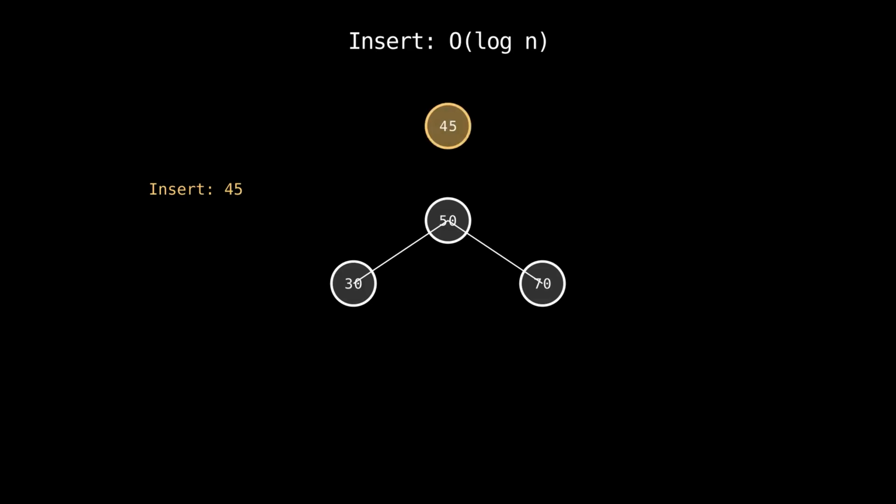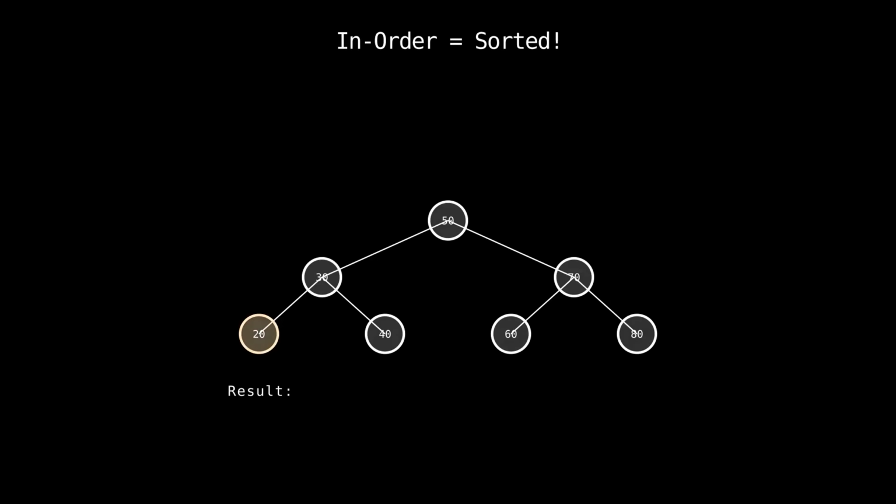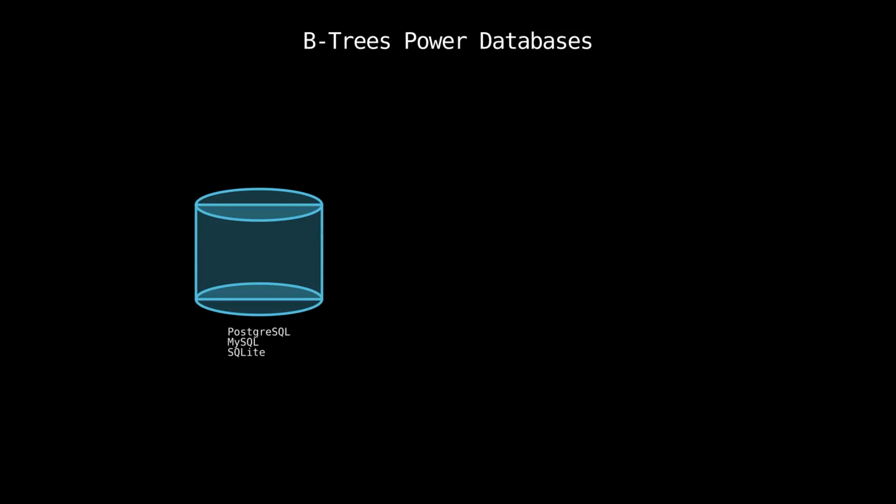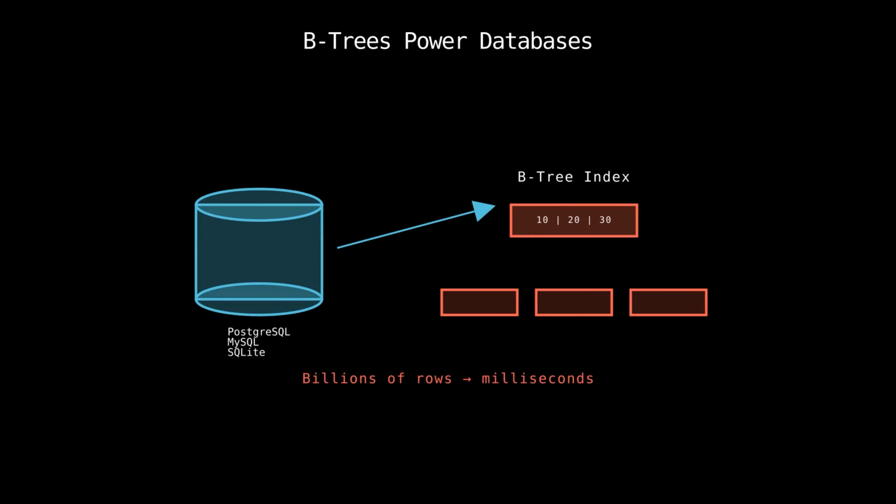Insertion works the same way. Find where the new value belongs following the left-right rule and attach it there, O of log n. Deletion is a bit trickier but still logarithmic. Now, trees give you sorted order for free. An in-order traversal, left, root, right, visits nodes in sorted sequence. No extra work needed. This is why databases love trees, specifically B-trees, a variant that's optimized for disk storage. Every time you query a database, trees are doing the heavy lifting.